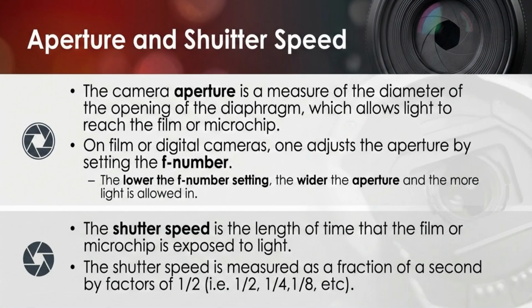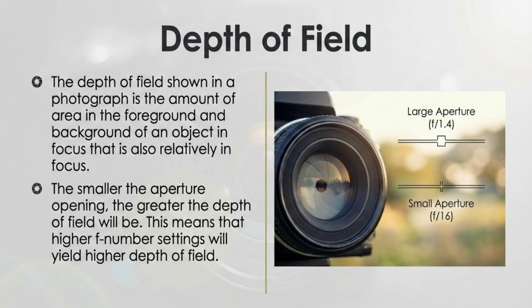Aperture is the diameter of the diaphragm opening, controlled by the f-number setting. A lower f-number means a wider aperture, allowing more light in. Shutter speed is the duration of light exposure, measured as a fraction of a second. Depth of field is the amount of area in the foreground and background that is in focus. A smaller aperture opening corresponding to a higher f-number setting results in a greater depth of field.